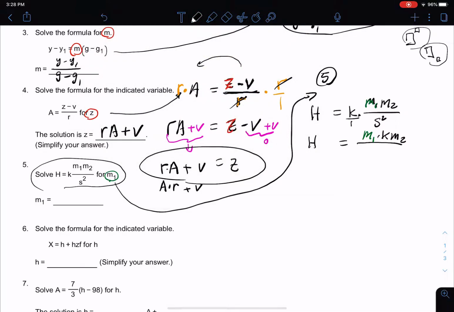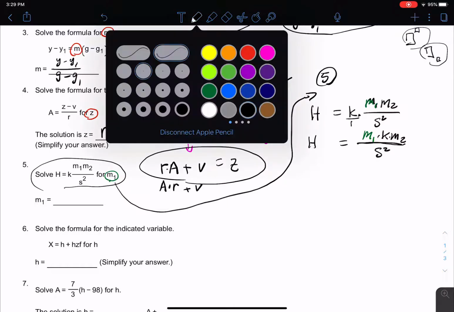Once again, multiplication is commutative, which means the order that you multiply doesn't change the outcome. So changing the order in multiplication is never a problem. This is all over S squared. Now let's see, what can we do? Well, I want to isolate the M sub 1. And I have this whole product divided by S sub 2. I need to get that out of there.